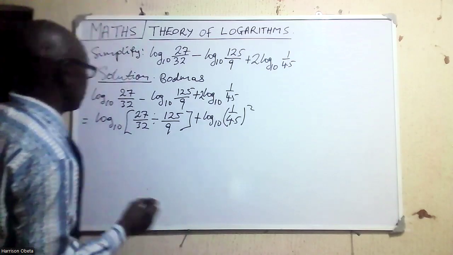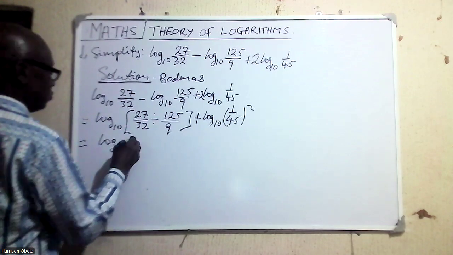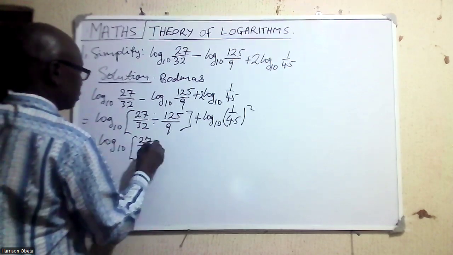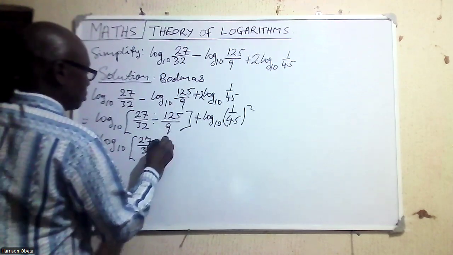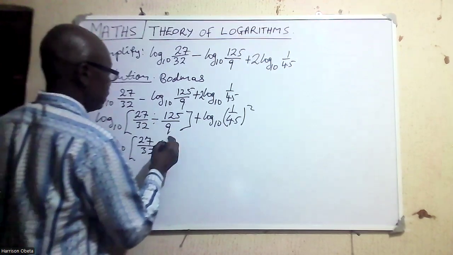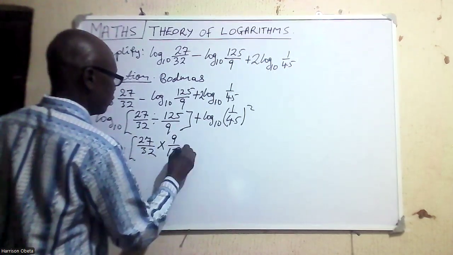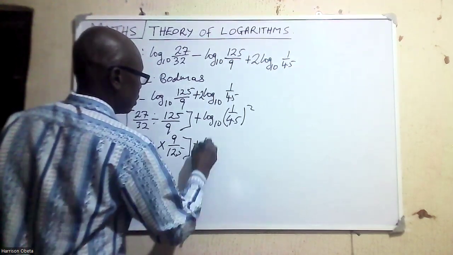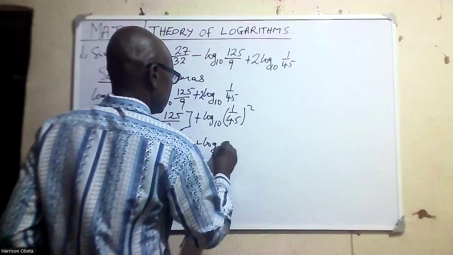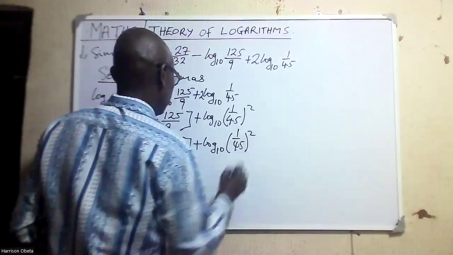So in continuation, we go further. Log 27 over 32 multiplied by, introduce the multiplication sign, and then you have to interchange the numbers, that's 9 over 125, plus log of bracket 1 over 45 all raised to 2.